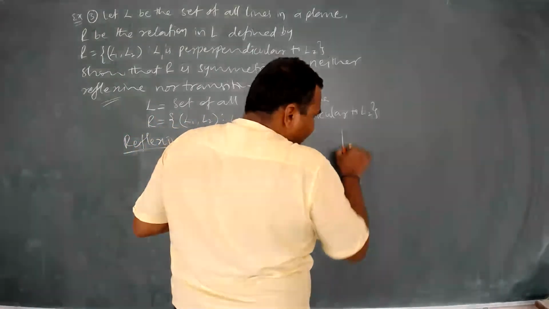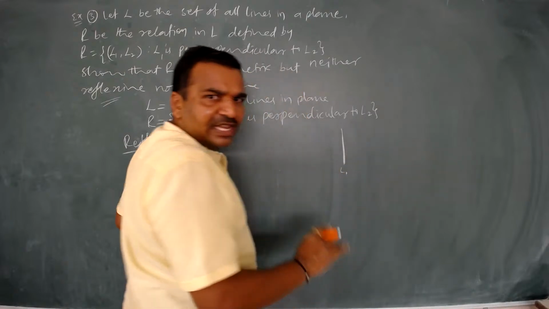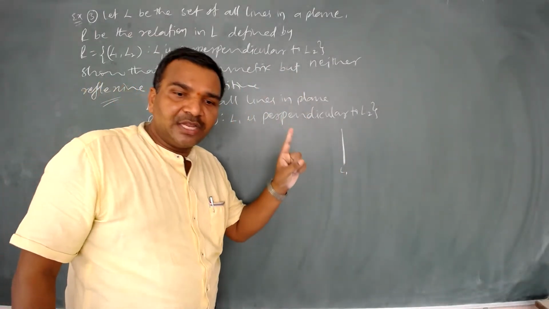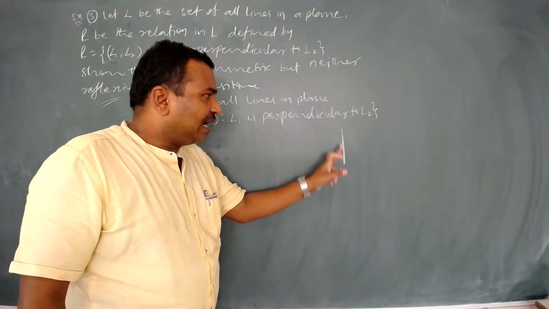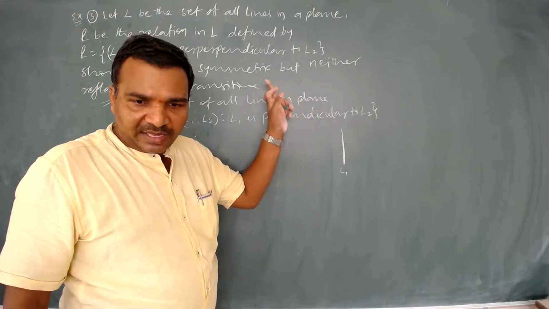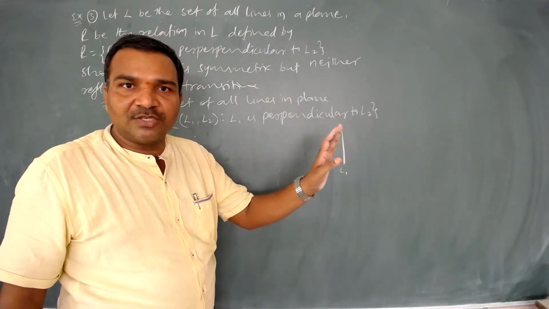Check it. This is first line. This line is perpendicular to this line. Wrong. It is not possible. A line cannot be perpendicular to itself. Correct? I am taking any one line, L1 in L. L1 is perpendicular to L1. It is not possible. Correct?